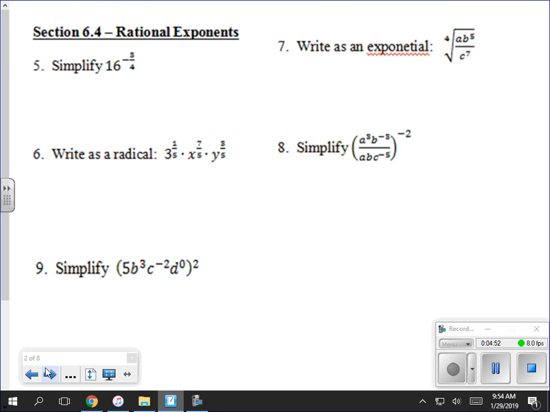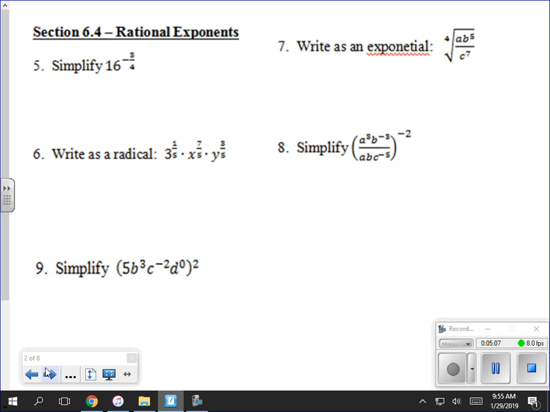Okay, simplifying using exponents and the such. Number 5, simplify it out. What you need to do on this is write it as a single numerical answer. Get rid of the exponents. That's the idea behind this.